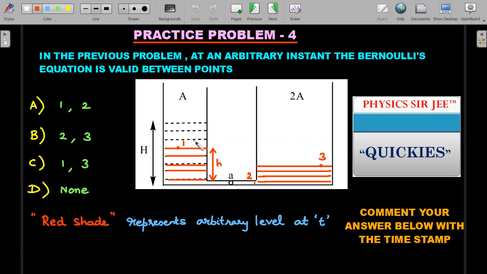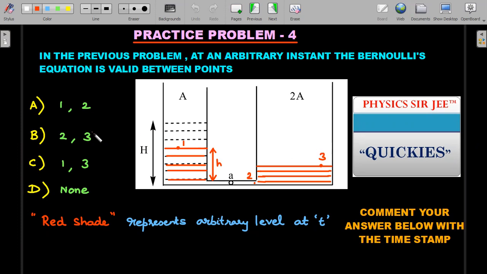Let me explain. The original liquid level was this. Imagine this one fell to this red level here, and water rose up to this red level here. I marked a free surface point 1 here, free surface point 3 here, whereas 2 is just inside the valve before entering this bigger vessel. So we have point 1, point 2, and point 3.